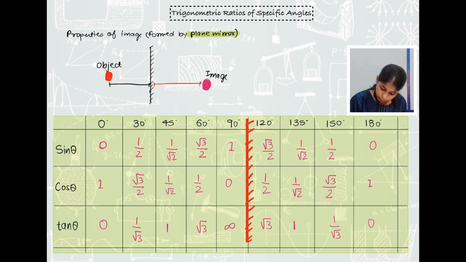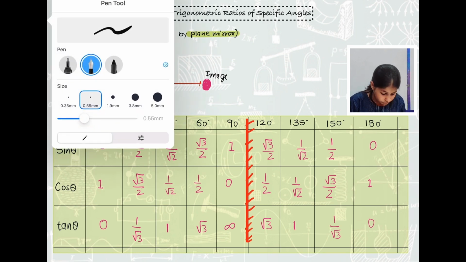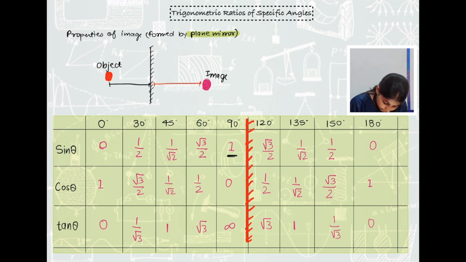Okay, let's talk about sign convention now. In case of sign convention, the last value of sin theta at 90 degree is 1, and because 1 is positive, after 1 it will be positive, means our successive value will also be positive.